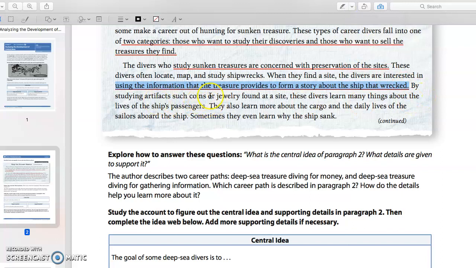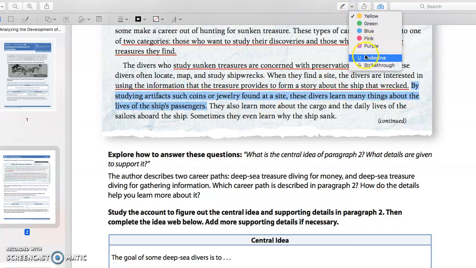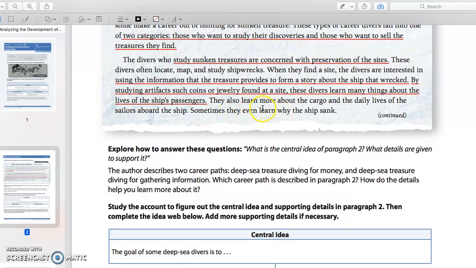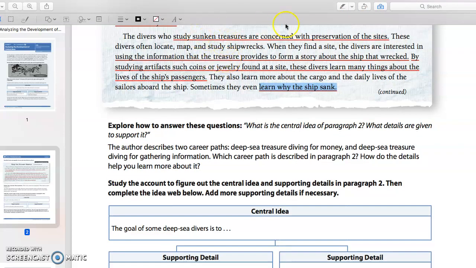By studying artifacts, they learn many things about the passengers. So by studying artifacts, even that is important too. That would be our second supporting detail. They also learn more about those on the ship. Sometimes they can even learn why the ship sank. So there's a lot of underlining, but basically this is our main idea of paragraph 2. Then we have 1 detail, 2 details, 3 details. Okay?